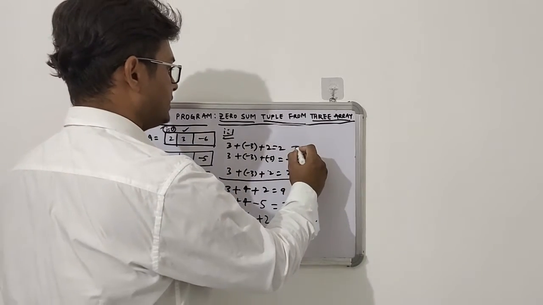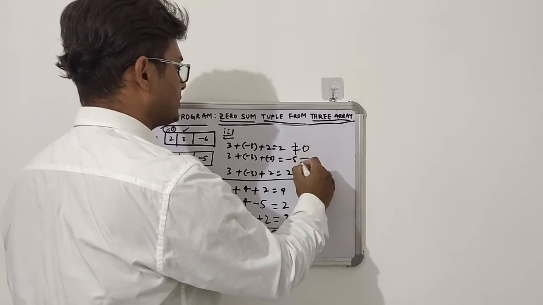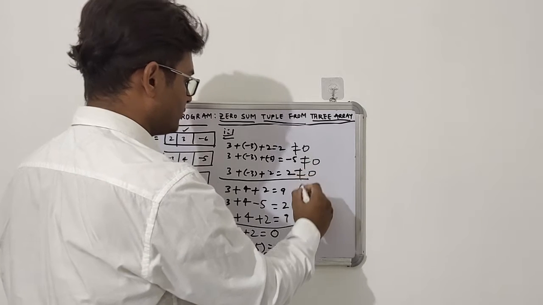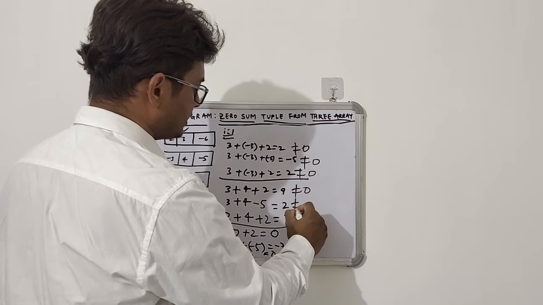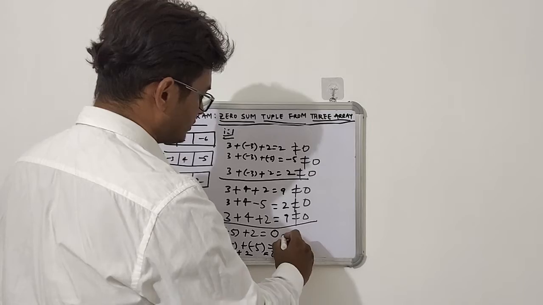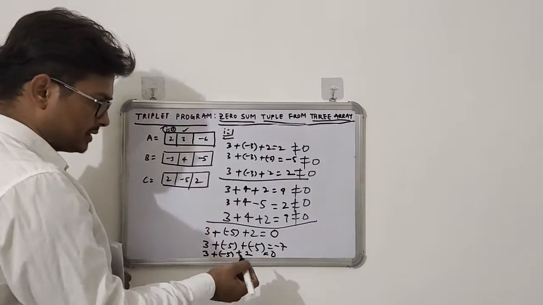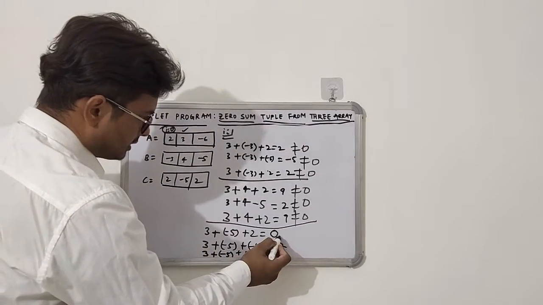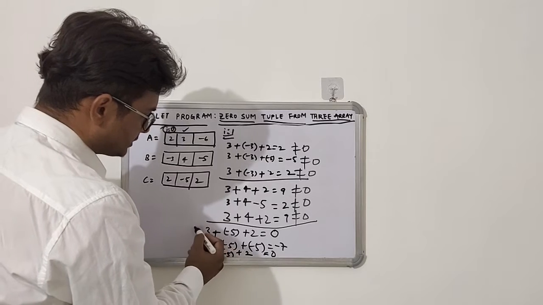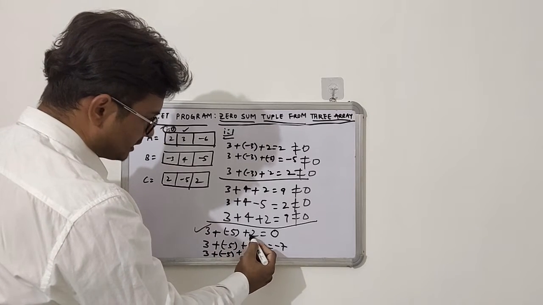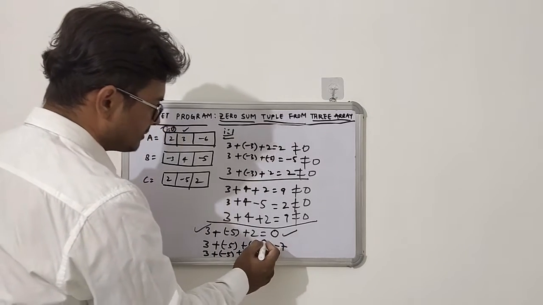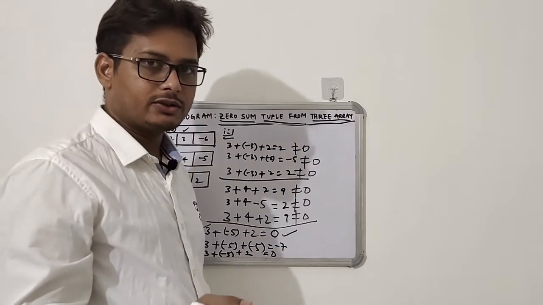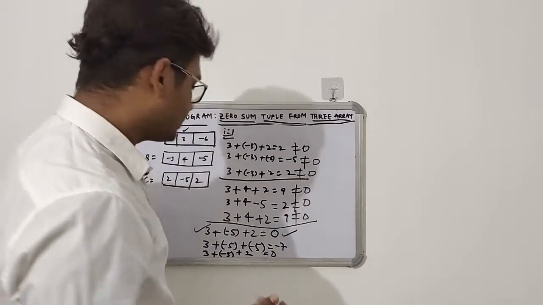Now we can see, is the sum equal to 0? No. Sum equal to 0? No. Sum equal to 0? No. You can check easily whether its sum is 0 or not. You can see here 3 plus minus 5 plus 2 equal to 0. That means if the sum is 0, we are going to include it in our triplet.